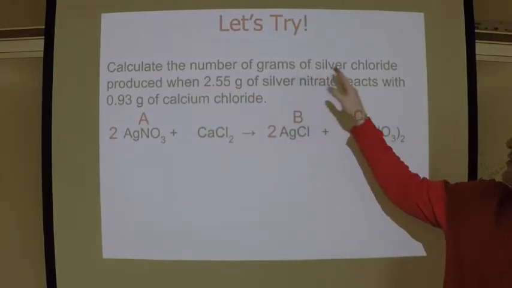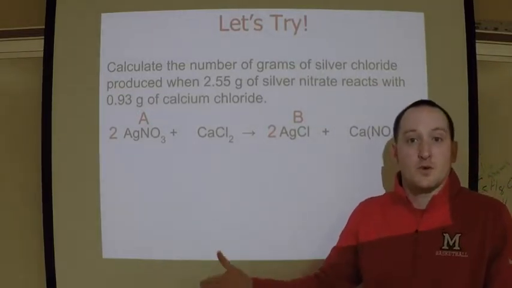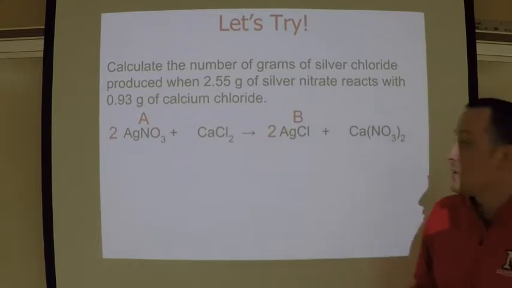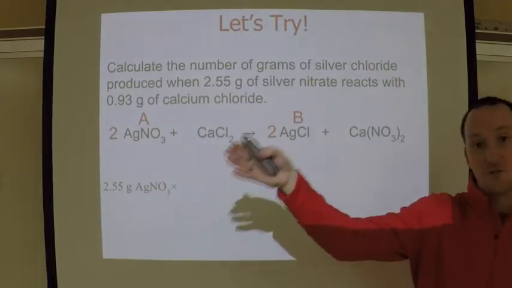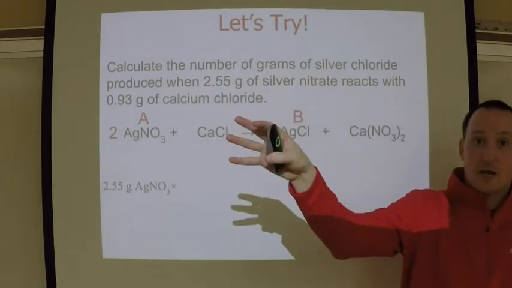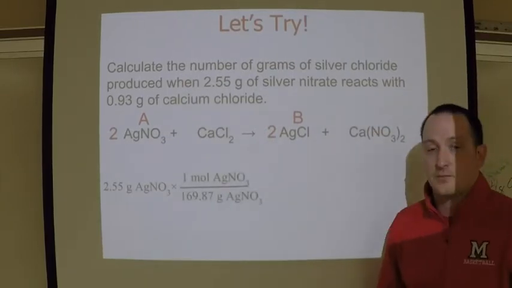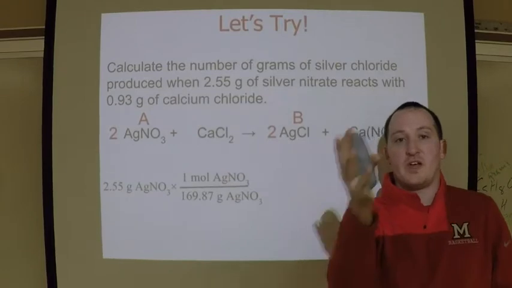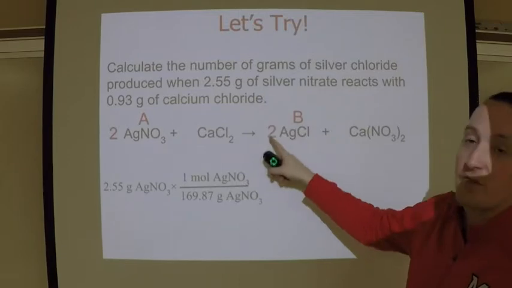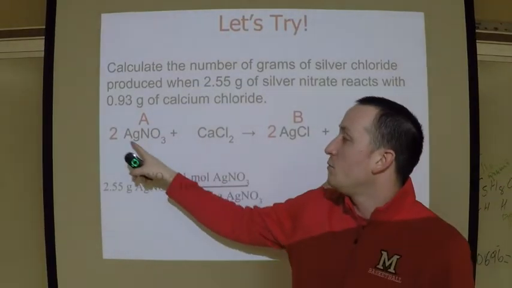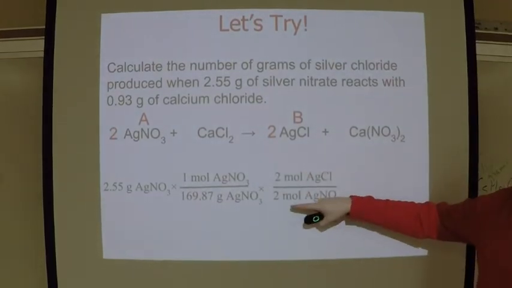Because it said, calculate the number of grams of silver chloride. In order to do that, I first had to determine which one was my limiting reactant that I needed to use. So now I'm going to take my 2.55 grams of silver nitrate, and use my mole map. I'm going to change from grams to moles. How I change from grams to moles is by dividing by the molar mass. So I divide by the molar mass. Then to change from moles of A to moles of B, I need to look at the mole ratio. Well, the mole ratio is I have 2 moles of silver chloride for every 2 moles of silver nitrate. So my mole ratio there is 2/2.